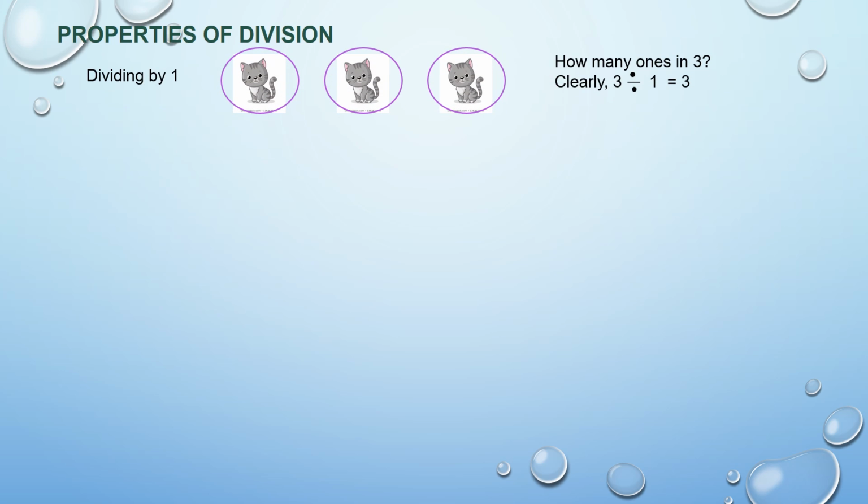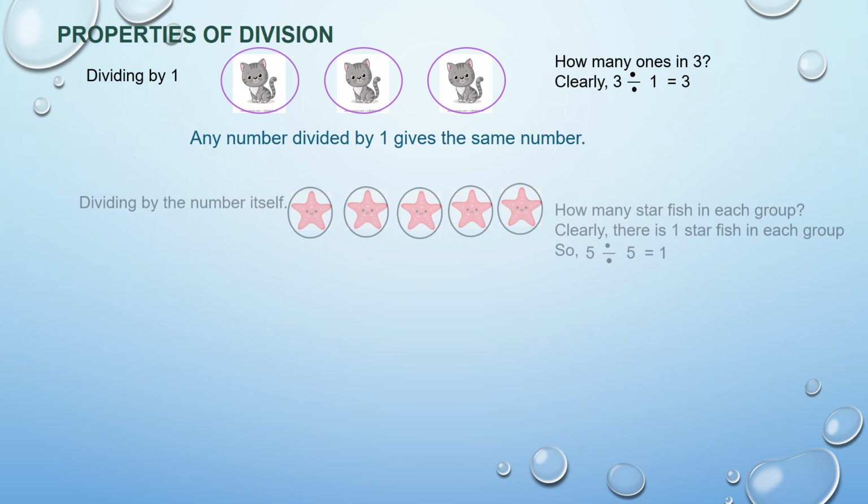So let us learn dividing by 1. How many ones in 3? Clearly we can say 3 divided by 1 is equal to 3. So any number divided by 1 gives the same number. 10 divided by 1 is equal to 10. 71 divided by 1 is equal to 71. So I am repeating, any number divided by 1 gives the same number.